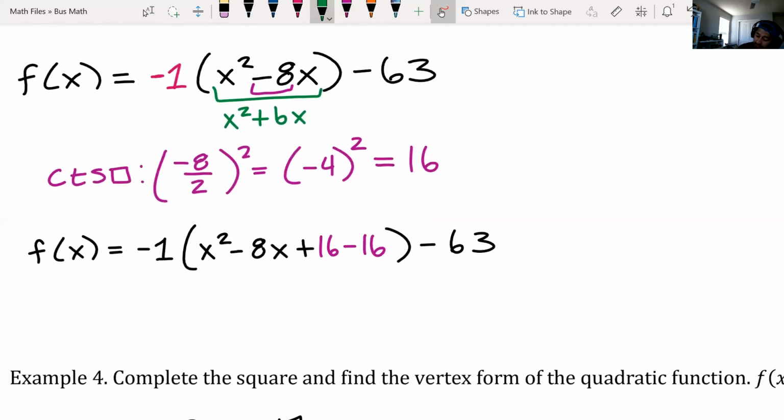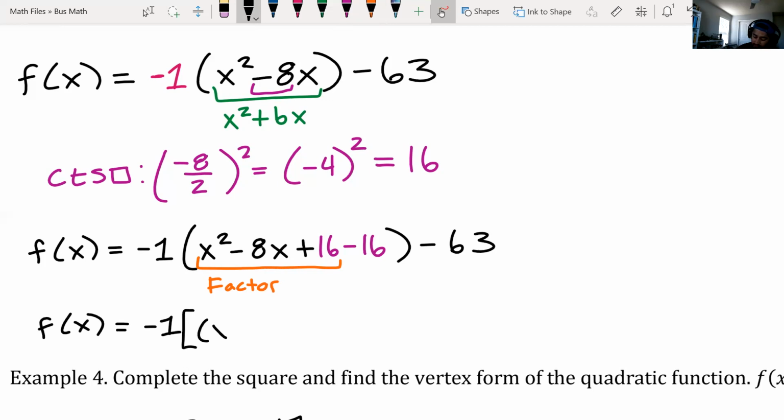And some things still haven't changed. This trinomial is still going to be factorable. So we can factor this trinomial. So that's what we're going to do first. I'm going to get f of x equals -1. And I'm going to put brackets here for neatness. x squared minus 8x plus 16 is going to factor to x minus 4 times x minus 4. And then minus that 16 that's there. Close my bracket for neatness.